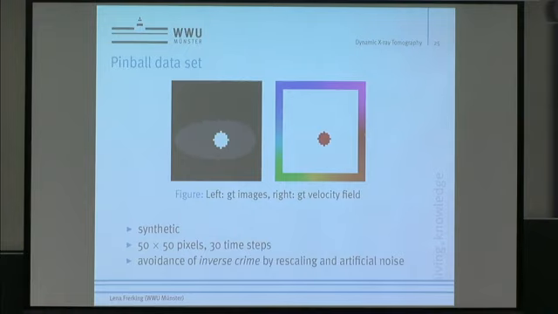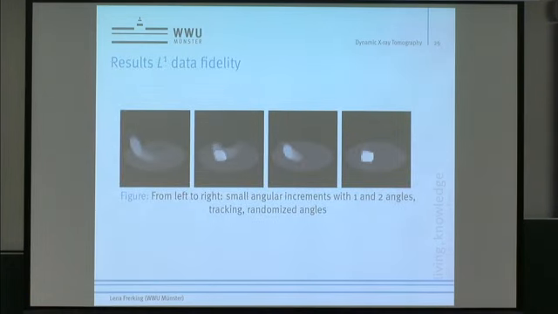And if we now apply the joint model that I introduced before to this data set, we get results that look like this. So these are results for the L1 data fidelity, and from left to right we have the intuitive approach with only one measured angle per time step. Then the second one is two measured angles per time step, and the tracking approach with the full angle measurement at the beginning and at the end. And this one is the randomized angle approach.